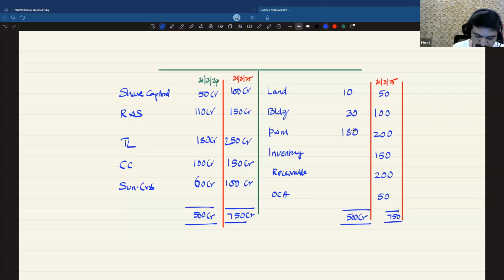It means 500 minus 220, 280 crore is the breakup of current asset. So let's say other current asset is around 30 crore. So 280 minus 30, you get 250 crore. And that 250 crore, we'll put it like this: 100 crore, 150 crore. Let me just check the arithmetical part. It is 10 crore of land plus 30 crore of building plus 180 crore of plant and machinery plus 100 crore of inventory plus 150 crore of receivable and 30 crore of other current asset.